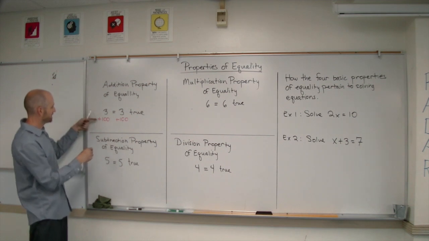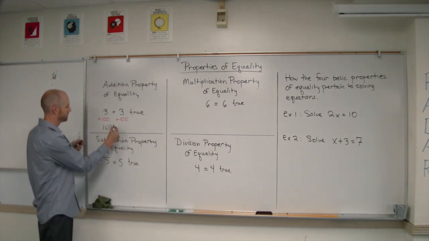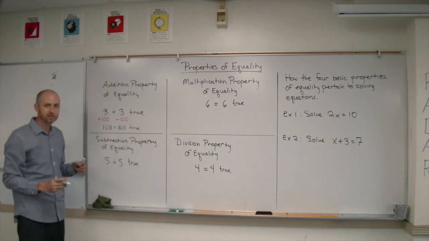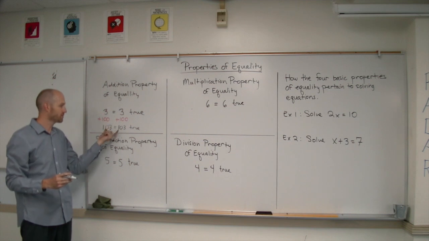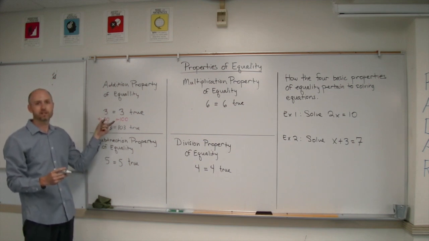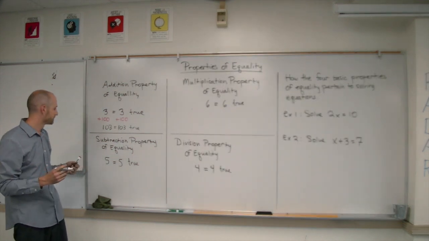And 3 plus 100 is 103. And this is equal to 103. And we get a true statement back. So as long as you're adding the same number to both sides of the equation, we end up with a true statement. You could also see that if we added a different number to both sides of the equation, we would turn a true statement into a false one, and that's generally what we don't want to do.